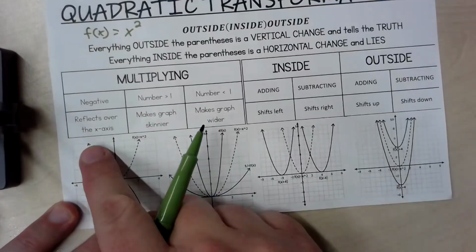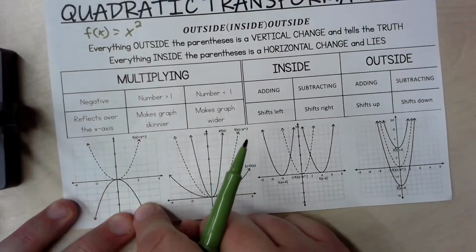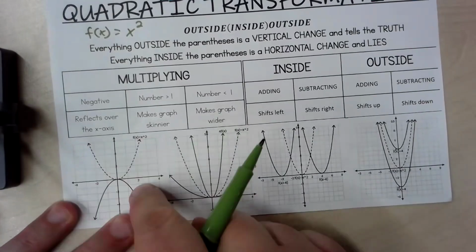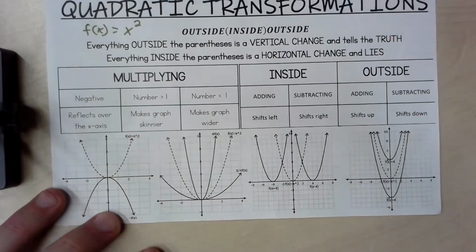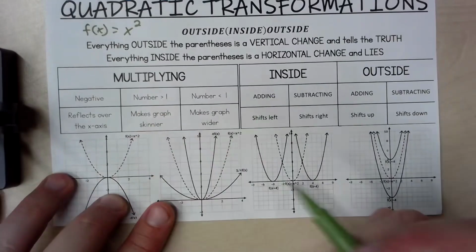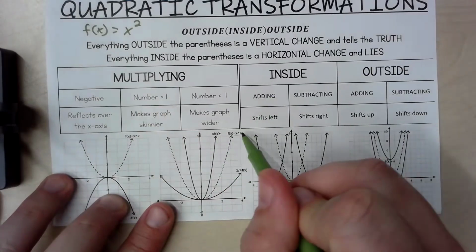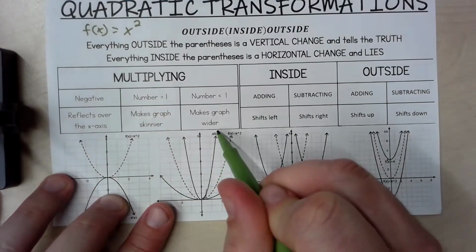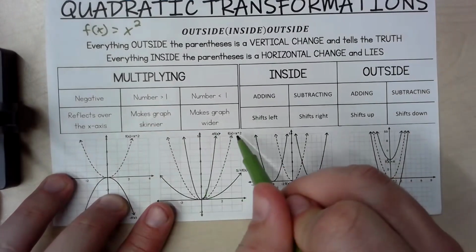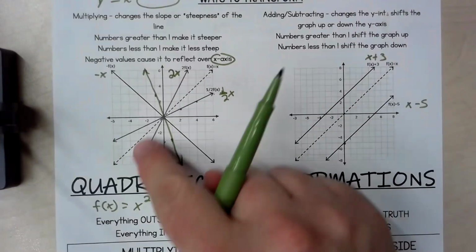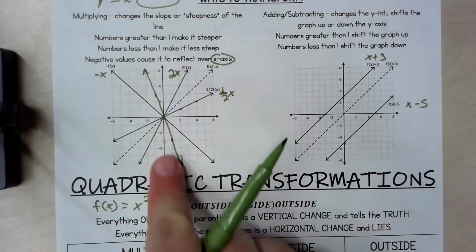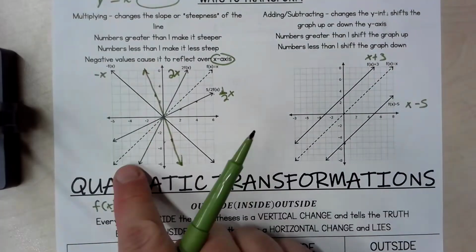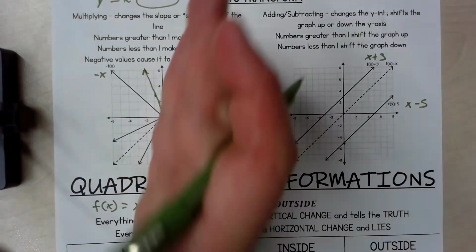So instead of going up here, it's the same spot, just on the opposite side of my x-axis. All right, numbers greater than 1 make it skinnier. So 4f of x, right? It is skinnier. Same thing up here. When it's a bigger number, it's getting closer and closer to our y-axis. So multiplying by a big number makes it more steep.